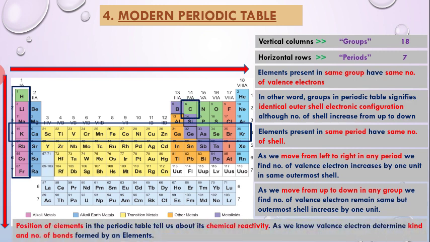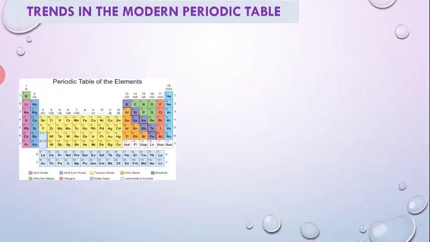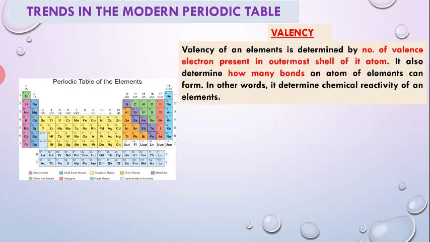The position of an element in the periodic table tells us about its chemical reactivity. In other words, it tells us the number of bonds an atom of a particular element will form with other elements. So what is the trend in the modern periodic table? First, what is valency? Valency of an element is determined by the number of valence electrons present in the outermost shell of its atom. It also determines how many bonds an atom of an element can form. In other words, it determines the chemical reactivity of an element.